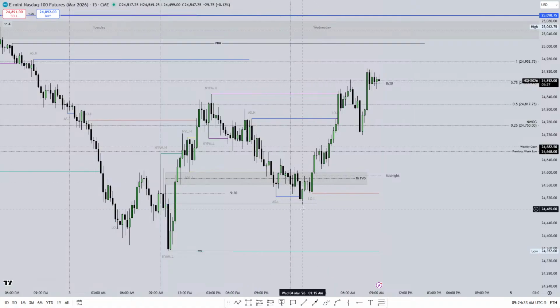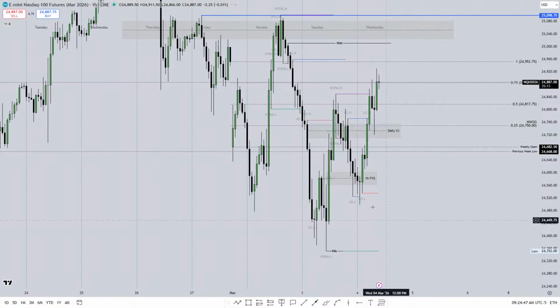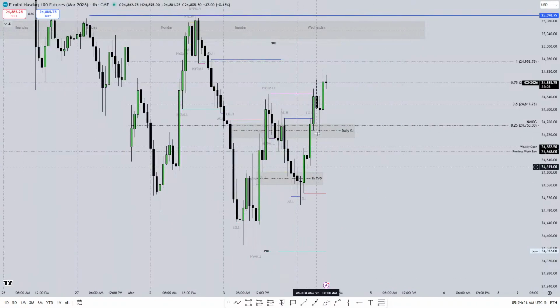Again, I could be wrong, because there have been many scenarios like this where I think this is going to be the low of the day and then price just absolutely tanks and takes this out and then shoots higher. So you got to play the environment that you're in. 15-minute order block hit right there. Hourly fair value gap used to go higher. Hourly fair value gap used right here. I should mark this out.